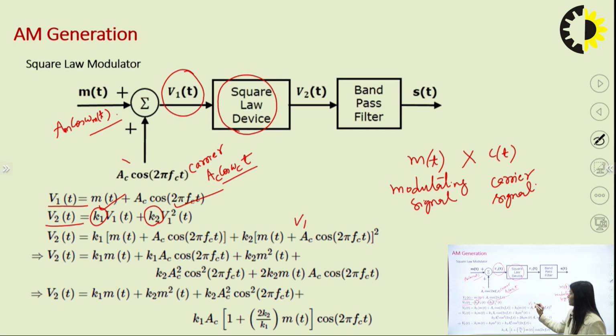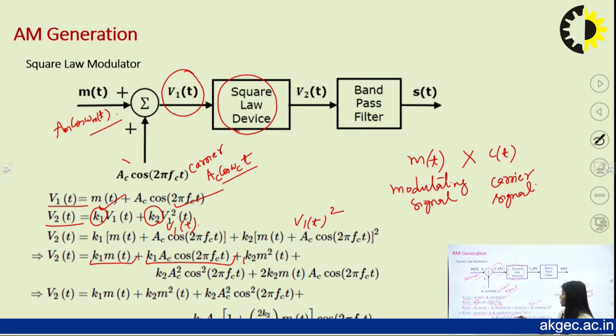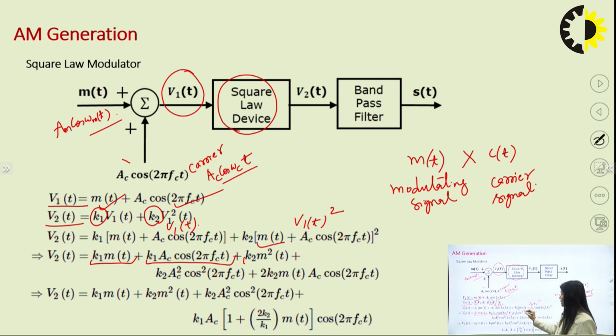So this is my V1 square (t) and this is my V1(t). Now I will calculate my V2(t) and solve for this particular. So we get K1 m(t) plus K1 Ac cos 2 pi fc t, and this is from K1 V1(t). Now K2 m square (t) plus K2 Ac square cos square omega c t plus 2 K2 m(t) Ac cos omega c t. So these three terms come by squaring the V1(t), right. Then V2(t) will be K1 m(t) plus K2 m square (t) plus K2 Ac square cos square 2 pi fc t.